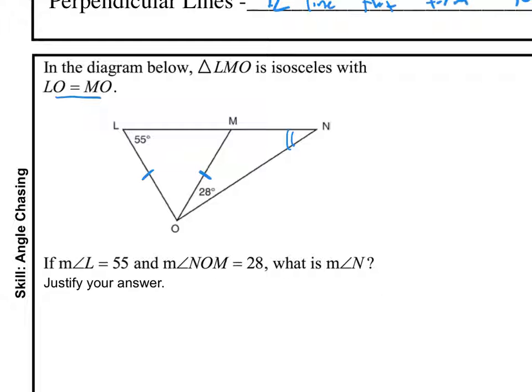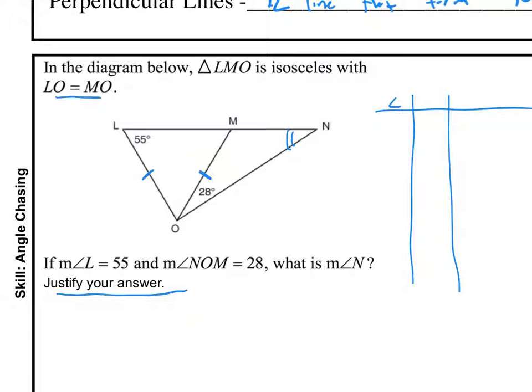Justify your answer. So when you justify your answer, you might remember we have to make a chart here. And that chart should have angle, measure, and reason. All right, that's how we justify our answer. So for example, if I fill in any angle, I'm going to say how I knew those things. So the first angles I'm going to fill in are the ones I know. So the measure of angle L is 55 because it's a given. And the measure of angle NOM is 28, and I know that because it's given.